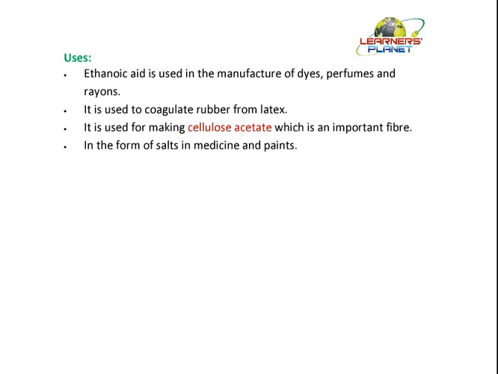Now let's take up the uses of ethanoic acid. Ethanoic acid is used in the manufacture of dyes, perfumes and rayons. It is used to coagulate rubber from latex, that is, the latex of the rubber plant. It is used for making cellulose acetate, which is an important fiber also. It is also used in the form of salts in medicine and paints.